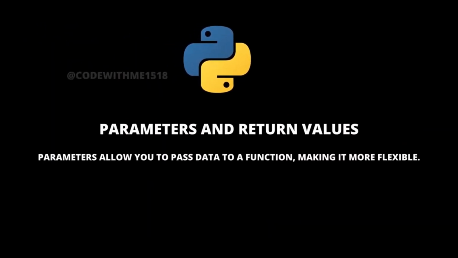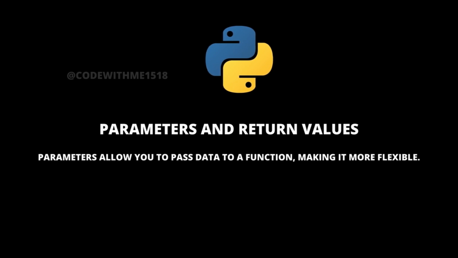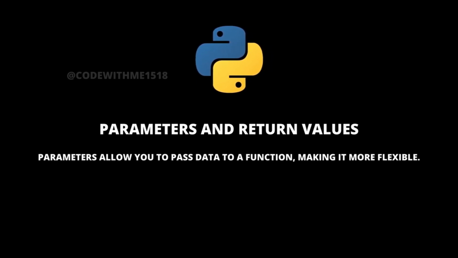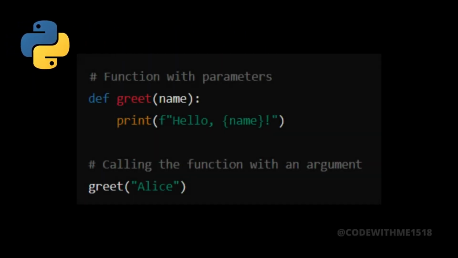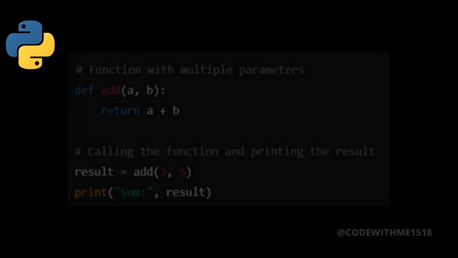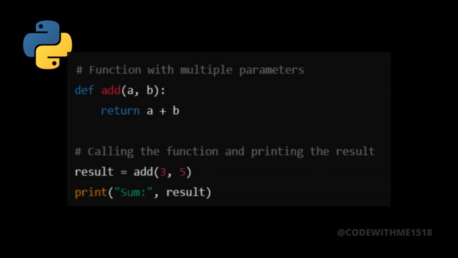Now, let's talk about parameters and return values. Parameters allow you to pass data to a function, making it more flexible. Here's an example with parameters. In this example, the greet function takes one parameter, name, and prints a personalized greeting. You can also have multiple parameters. The add function takes two parameters, adds them together, and returns the result. Using return allows the function to give back a value that can be used later in the code.